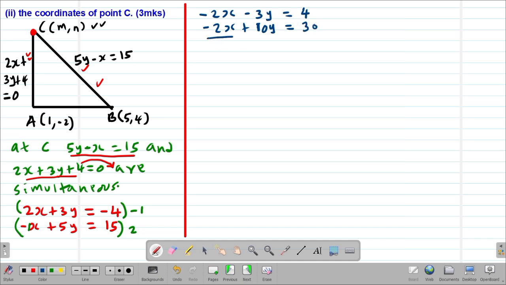Therefore, I'll subtract the two equations so that I can eliminate x. Negative 2x minus negative 2x is the same as negative 2x, minus becomes plus. Negative 2x plus 2x will give you 0. Therefore, the x will get eliminated. So I'll have 0, then negative 3y, then minus positive 10y.